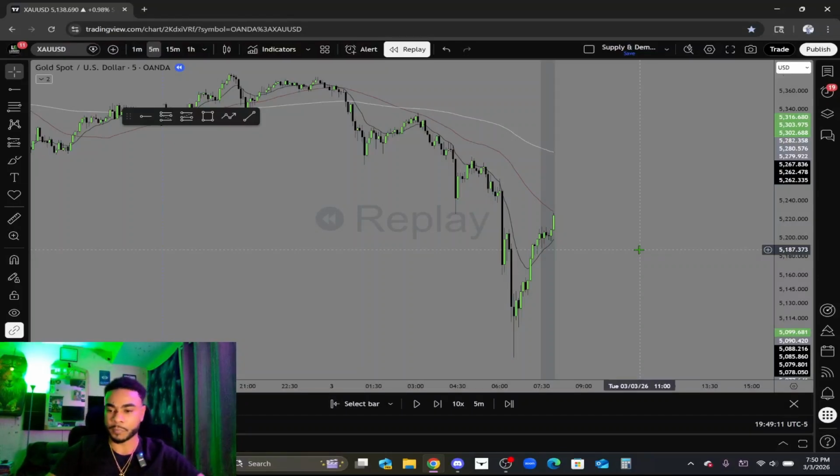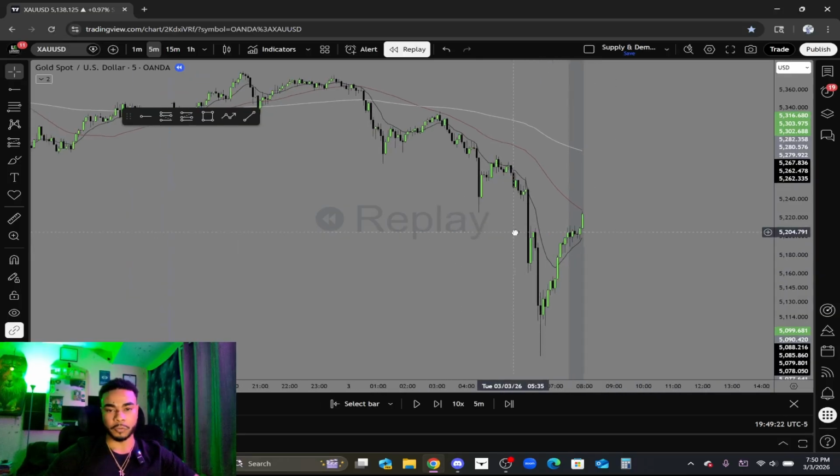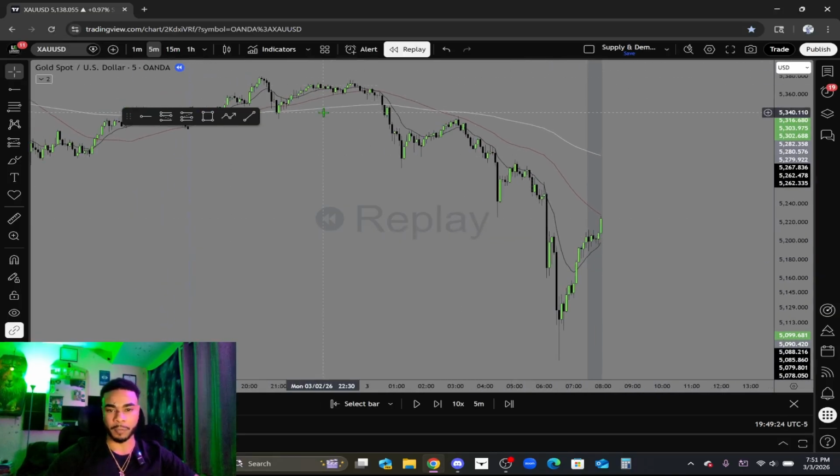So today is March 3rd, 2026, and this is today's trade breakdown, right? Overall, I'm on gold. This is on the 5-minute time frame, and you can see that price is on a clear downtrend, right? We have a low, a lower low, another lower low, and another lower low. We got 3 MAs that are above price, indicating that momentum is pushing down.